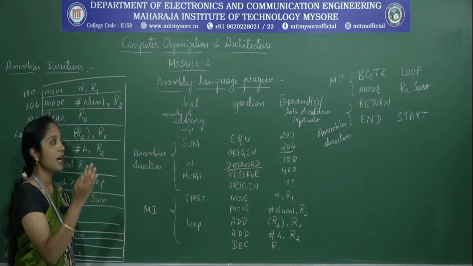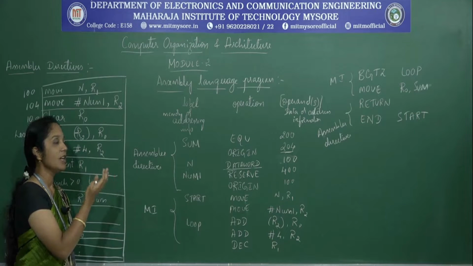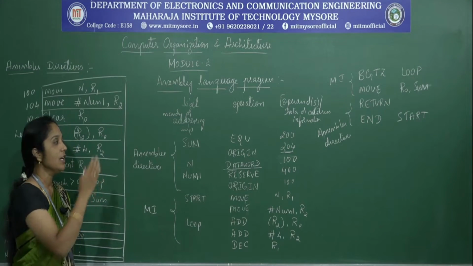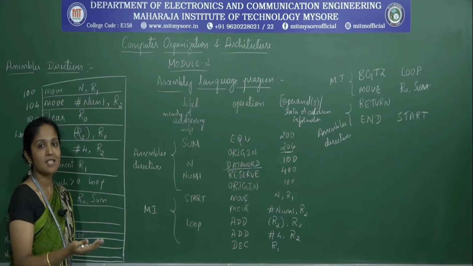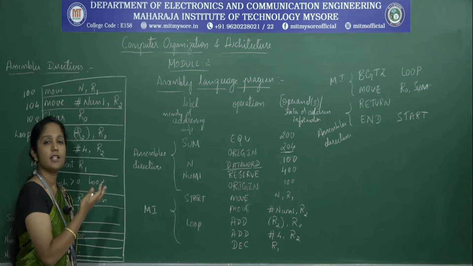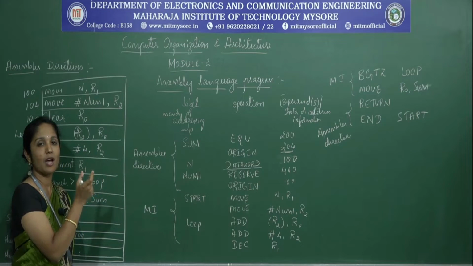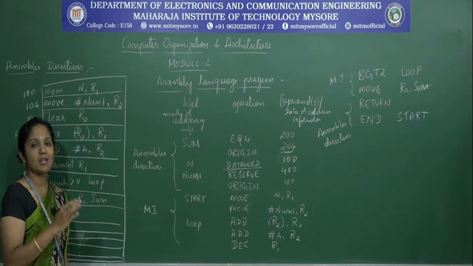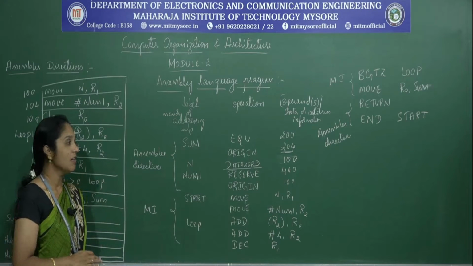EQU performs assigning, it is a straightforward assignment. Whenever we encounter the label or the name sum, it will be replaced by 200. Origin says where the next instruction is going to start, and origin 204 indicates the next data word, the constant value, has to be stored at 204. And next we have reserve. So reserve is going to allocate some memory space for the given program.